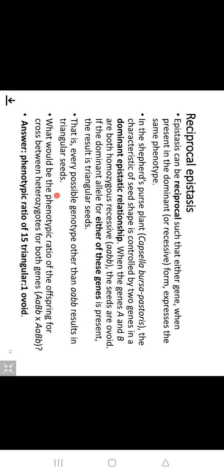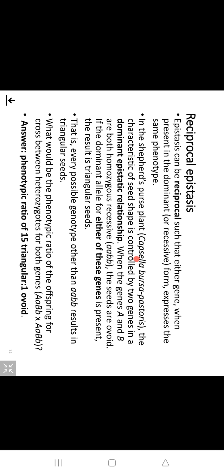So we are still in epistasis. There's something known as reciprocal epistasis. Reciprocal, I'm sure you have heard of it in mathematics. So it can be reciprocal such that either gene, present in dominant or recessive form, expresses the same phenotype. For example, let's look at this example.